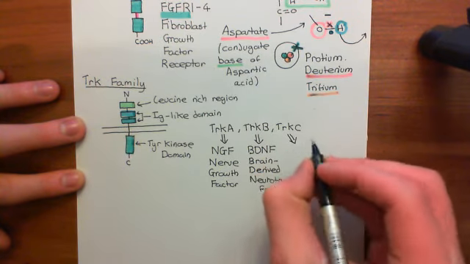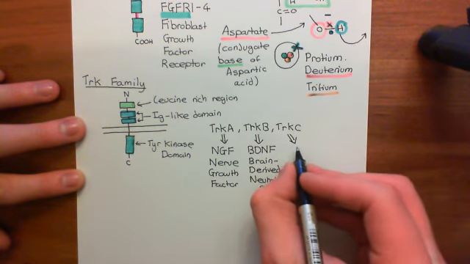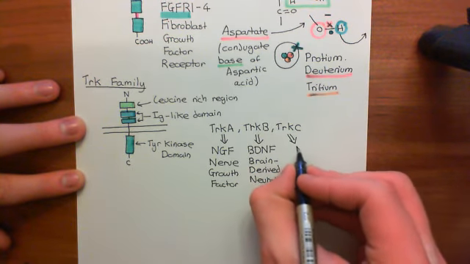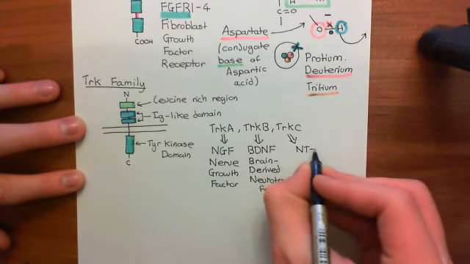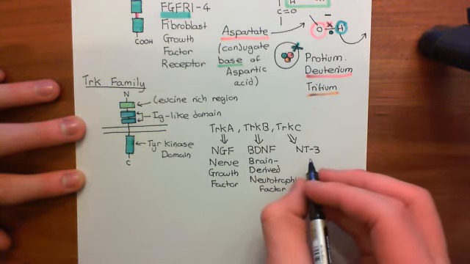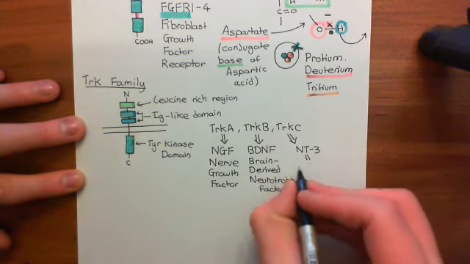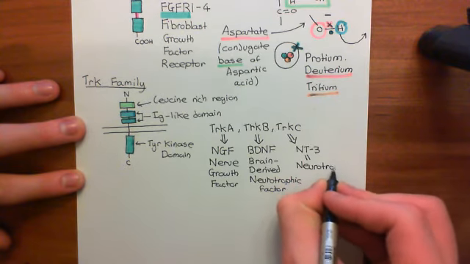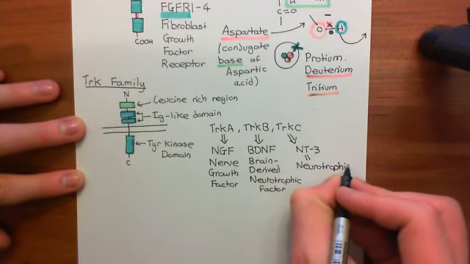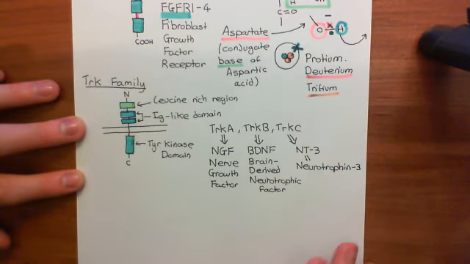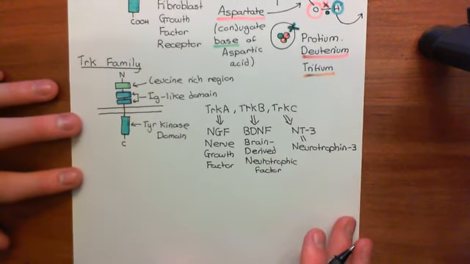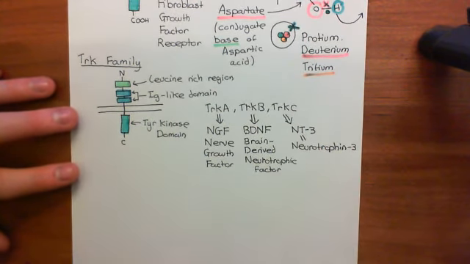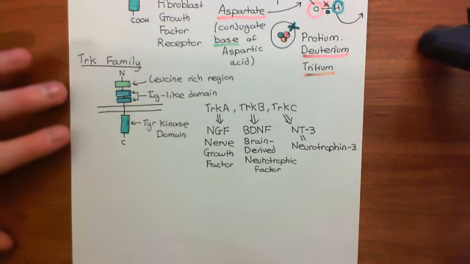Then finally, for TRK-C, another factor involved in the growth of neurons, known as NT3. Now NT3 stands for neurotrophin-3. So the N, once again, is for neuro, the T is for trophin, and the 3 is for three. So TRK-C receptors, their ligand is NT3, neurotrophin-3.